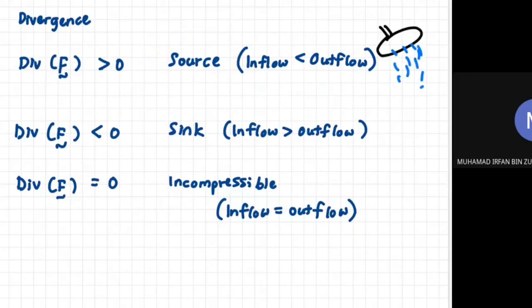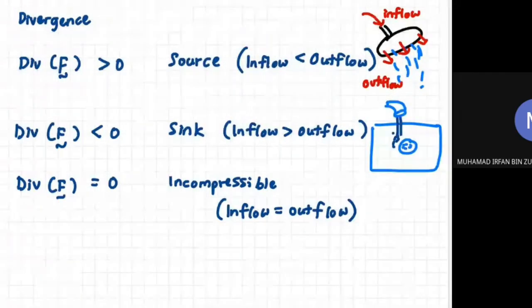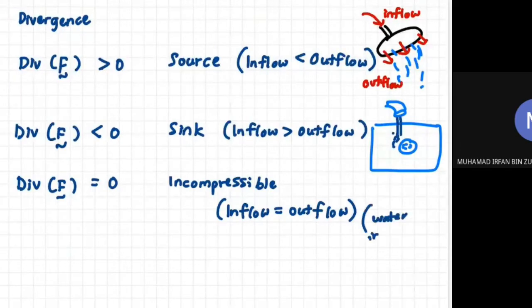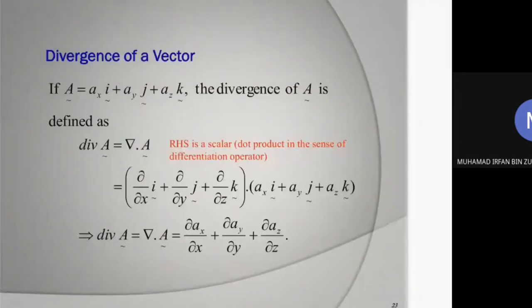So this is the inflow and this is the outflow. Okay. Example of the sink. For example, you have water in the sink hole here. And the last one, incompressible, the water in the swimming pool. These are some examples. So what is the divergence of a vector?